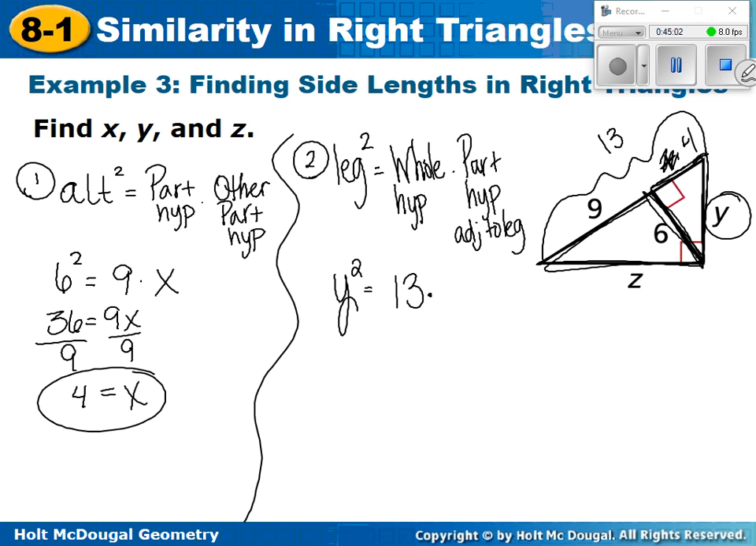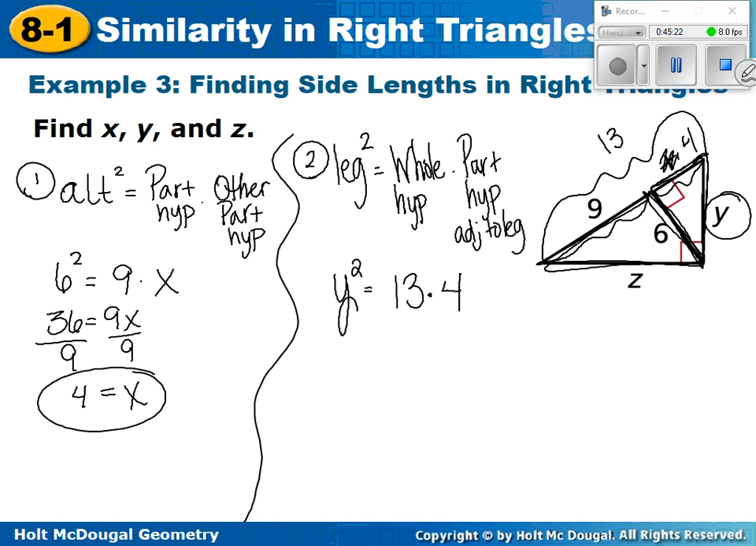And what's the part of the hypotenuse that is touching y? Is everybody with me that it's 4? That 9 does not touch y. This part right here is not touching the letter y, but this part is touching y. So 13 times 4. Now we're going to solve for y.